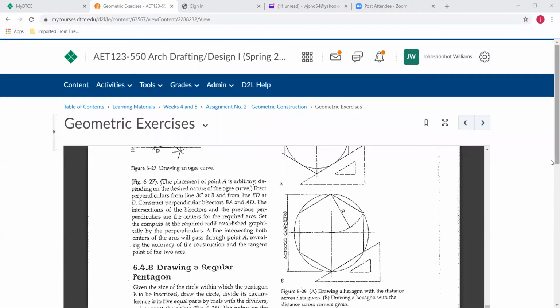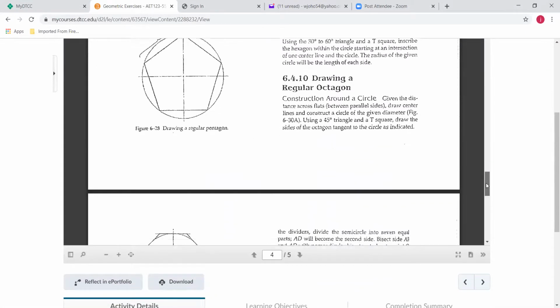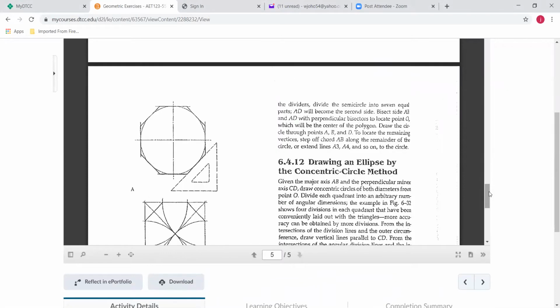All right, so let's go back to geometric exercises and scroll down. Okay, let's do this. Here we go. Now we're going to be using method A. Method A, right here. So now we see that we're going to need, pardon me, our 45-degree triangle.